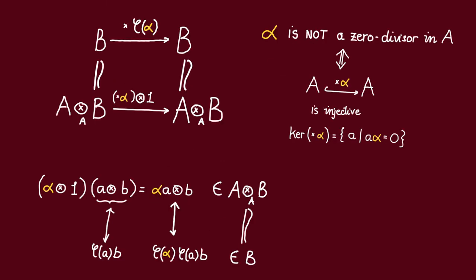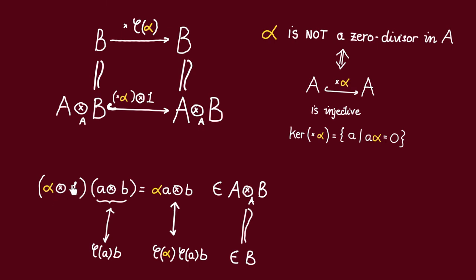Now, since B is a flat A-module, tensoring with B should preserve injectivity, and thus this map, which was induced from this multiplication by alpha map, must also be injective. But this tensor product, these are just B. And under that identification, this map is just multiplication by phi of alpha.